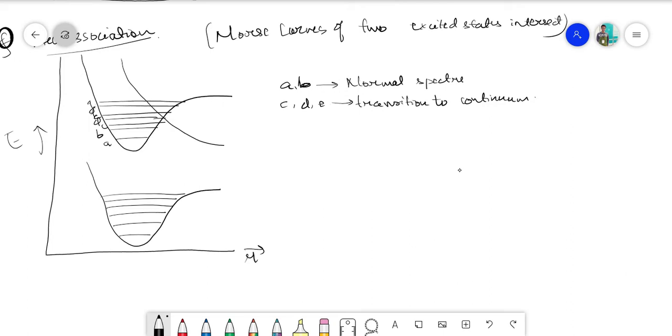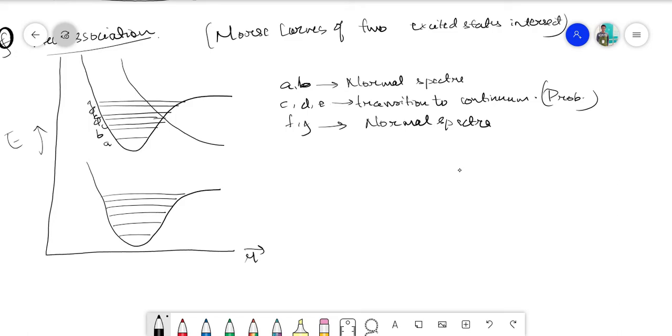Okay, D is exactly on the continuum. C and E are not, but they will still have some probability. When you consider F, G, and higher states, they are again going to have normal spectra, because the probability for them to go to this continuum is very, very low.